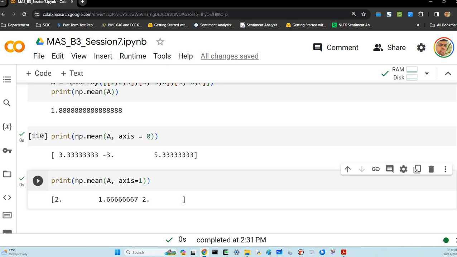Similar to this, you can use summation. This is mean. The other functions you can use are the sum function, and to get product, you can use the product function. So instead of mean, if you put sum, it just sums up all the numbers together.